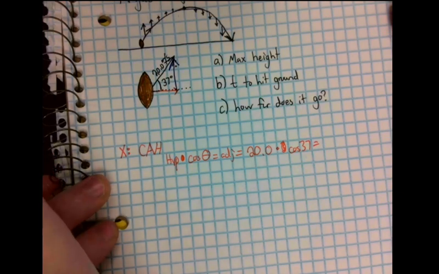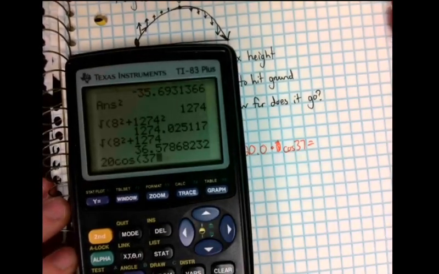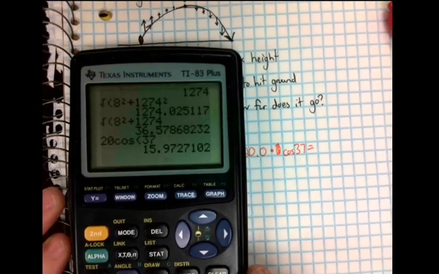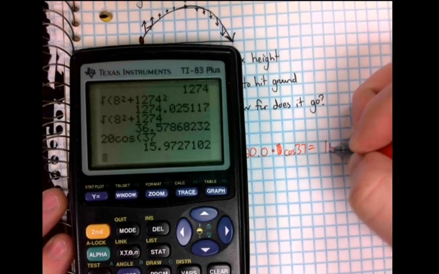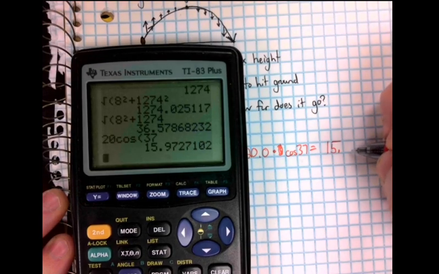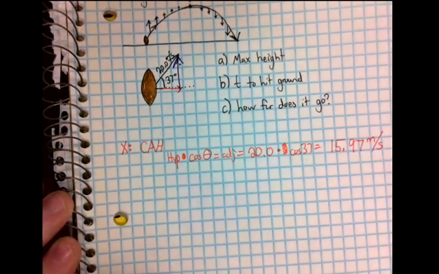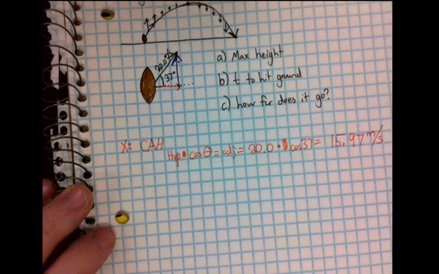20 cosine 37. Let me put that back on here so you guys can see it. That would probably be a good idea. So I've got 15 point, we're going to just call that 97 meters per second. So that's in our x direction.